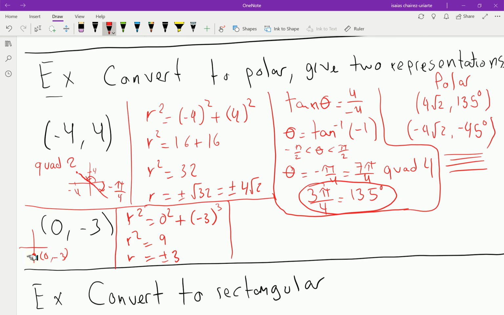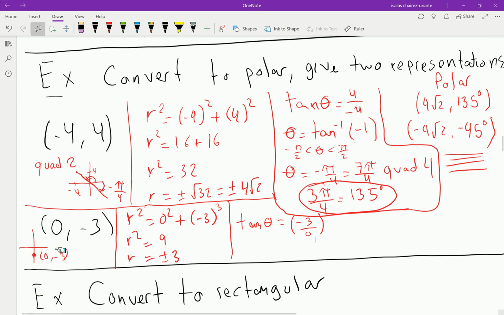Now let me find theta. Tangent theta is going to be negative 3 divided by 0. Ooh, that's weird. That is kind of strange. Sorry, I forgot an equal sign. Tangent of theta equals negative 3 divided by 0. Alright, so this is undefined. How am I going to manage this?